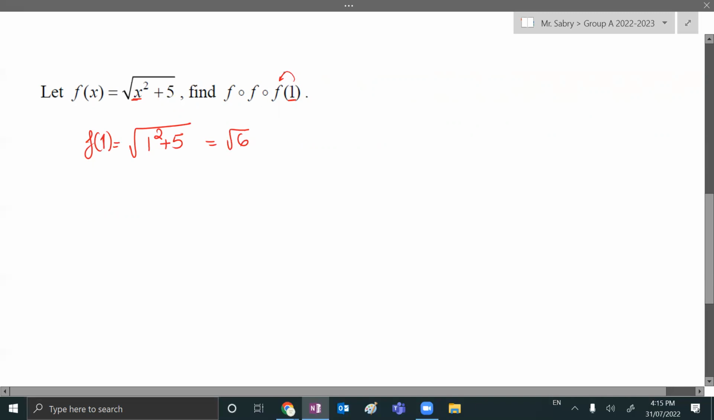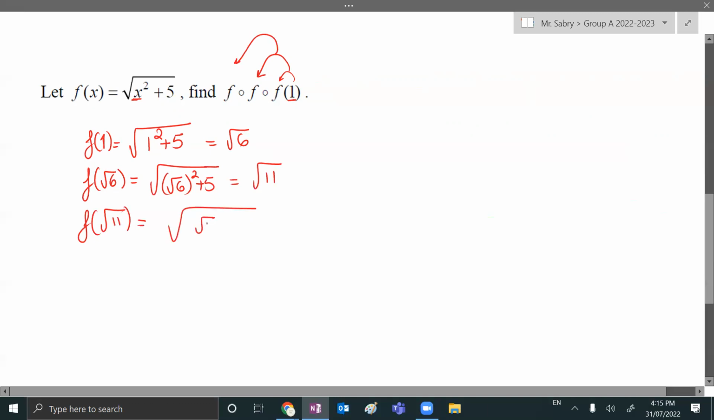كده انا جبت دي. ادخل الروت 6 دي دلوقتي جوه الاف تاني. دلوقتي هجيب f of روت 6. روت 6 باور 2 بلس 5 هيطلع لي روت 11. كده ادخل دول برضو جوه الاف تالت. تبقى دلوقتي f of روت 11. روت 11 باور 2 بلس 5 تلاقي روت 16 which is 4.